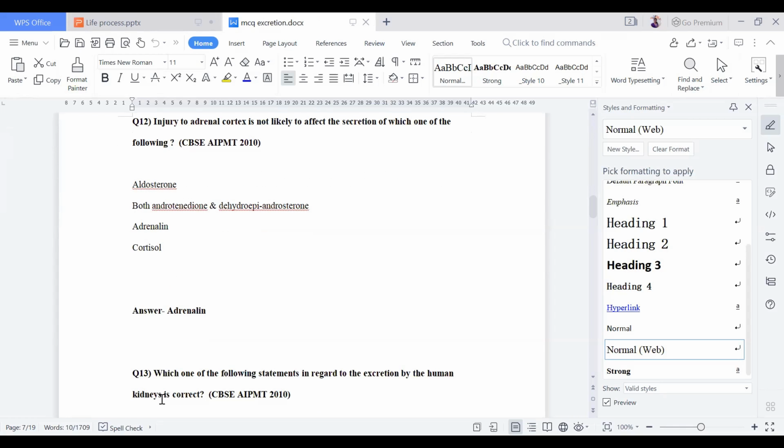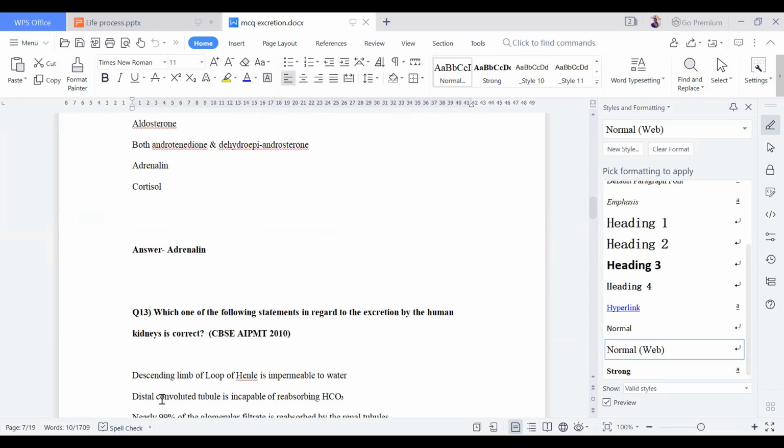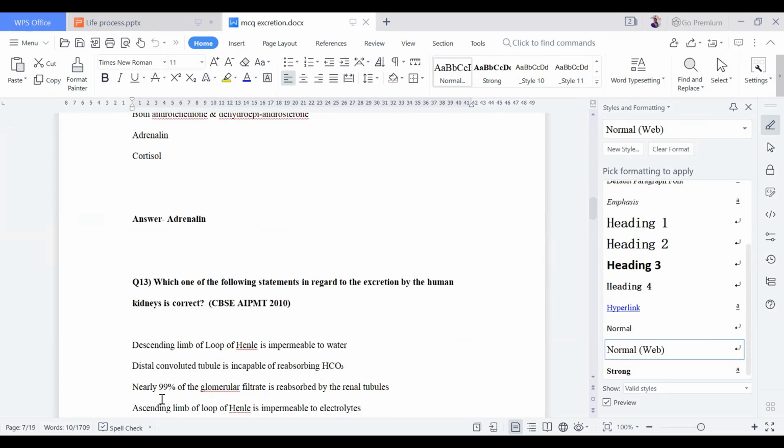Question number 13. Which one of the following statements in regard to the excretion by the human kidney is correct? Okay. Option A, the descending limb of loop of Henle is impermeable to water. Option B, distal convoluted tubule is incapable of reabsorbing HCO3. Option C, nearly 99% of the glomerular filtrate is reabsorbed by the renal tubules. Option D, ascending limb of loop of Henle is impermeable to electrolytes.